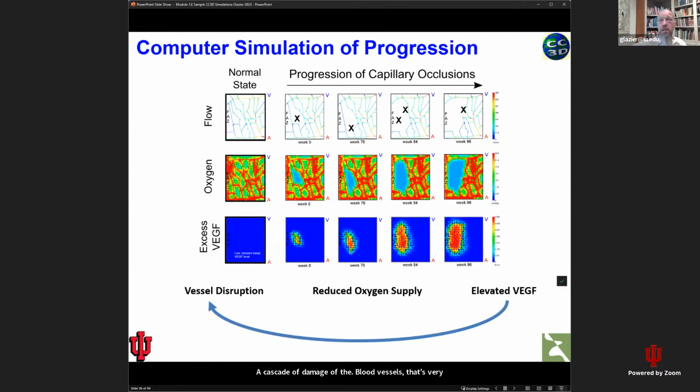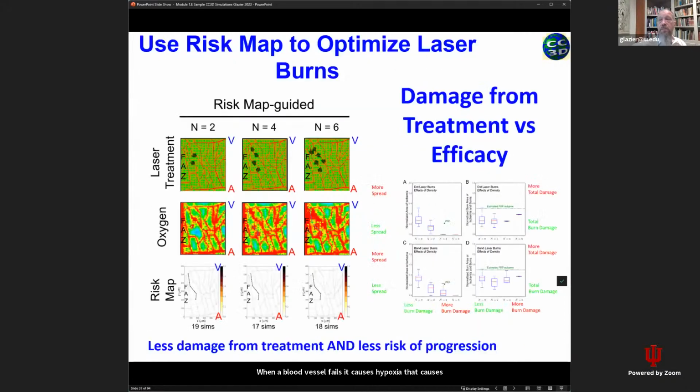And you can build a simulation based on actual images of patient vasculature in the retina of what the probability is, if a blood vessel fails, that it will cause additional blood vessels to fail. When a blood vessel fails, it causes hypoxia. That causes other vessels to be more likely to fail.